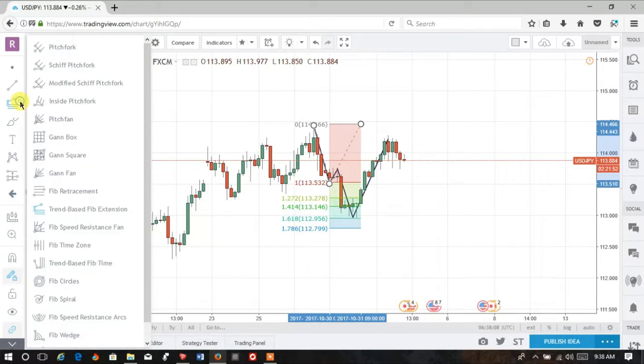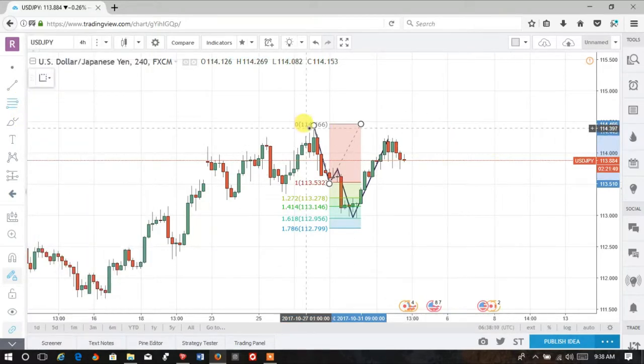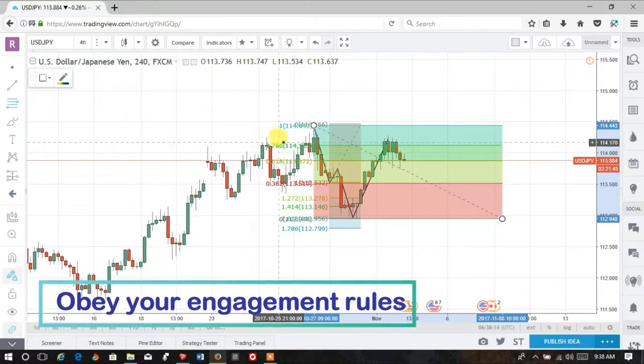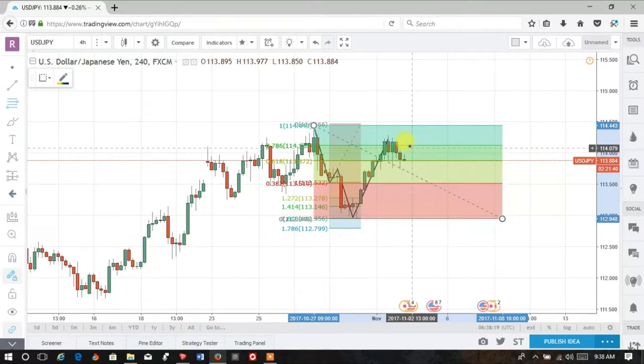Again, we take our Fibonacci retracement tool to find our entry point. We measure from swing high to swing low. We find out that at the 786 retracement, we had a cow in the herd. So when you look left, there was a structure.